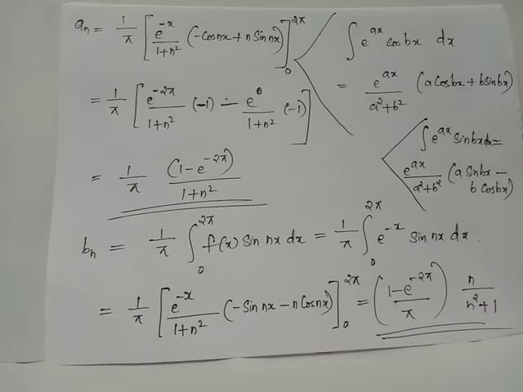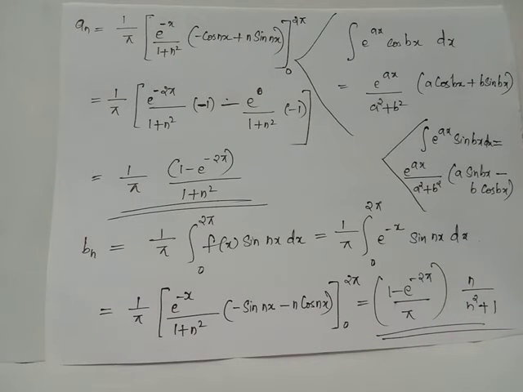Similarly, we can evaluate bn using the standard formula bn equals 1 by pi integral 0 to 2 pi f of x sin nx dx, where f of x equals e raised to minus x. In order to integrate this expression, we will make use of this standard result. Integral e raised to ax sin bx dx equals e raised to ax divided by a square plus b square multiplied to a sin bx minus b cos bx. Here we have a equals minus 1 and b equals n.